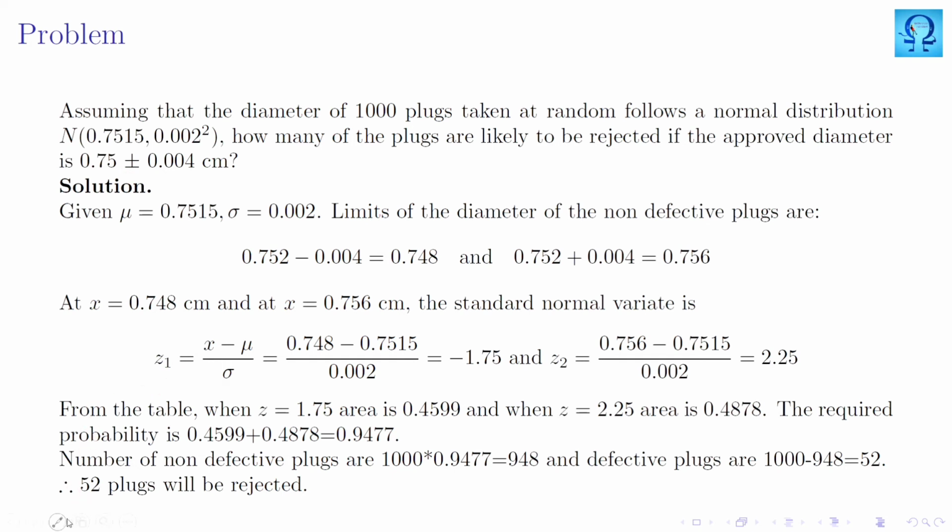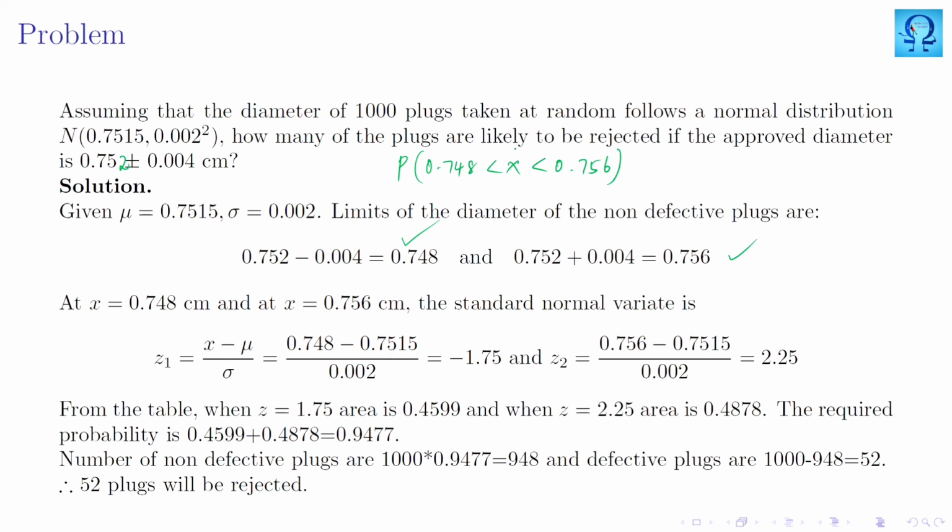Just a minute. I think it is 0.752 plus or minus. That is a typo in the question. So these are the given informations. If you add and subtract 0.004 with this quantity, you get this one and this one. So these are the limits. If your value is lying between these two limits, you will accept it.